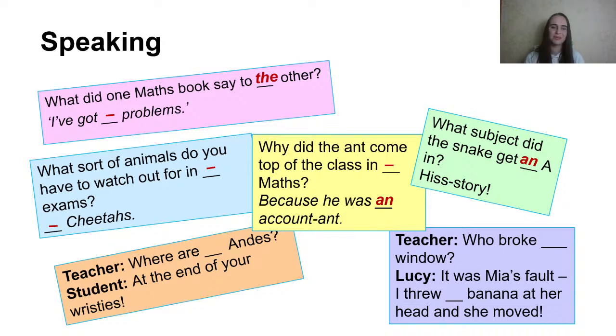Okay, let's move on. Teacher and student, the red one or the pink one. Where are the Andes? Pay attention that this word is a mountain, and maybe you remember what you have to use before mountains. There is a difference when you talk about the range of mountains, like the Alps, the Carpathians, and when you talk about one mount. So what do you put here? Where are the Andes?